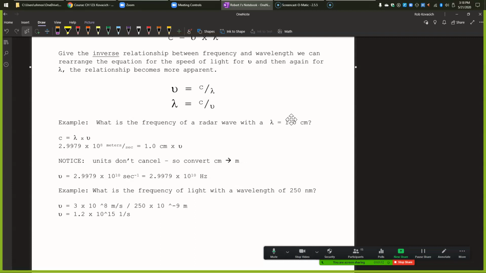hertz. And a hertz is equal to 1 divided by seconds. The other way to write 1 divided by seconds is seconds to the negative 1. But this Hz thing was developed because people didn't want to write 1 divided by seconds, or seconds to the negative 1. So hertz got thrown in there.